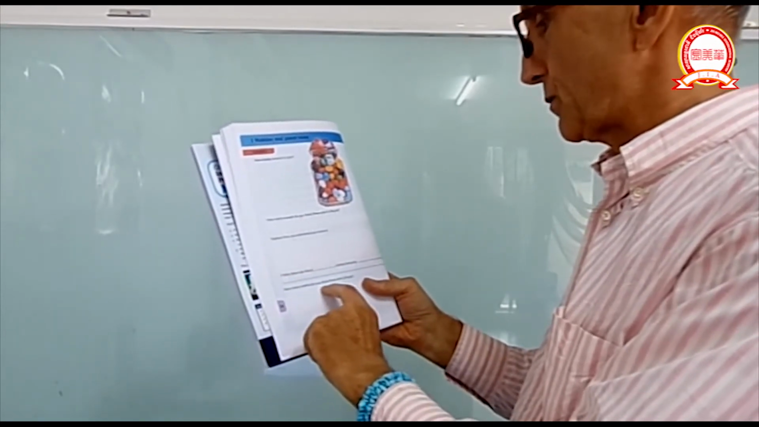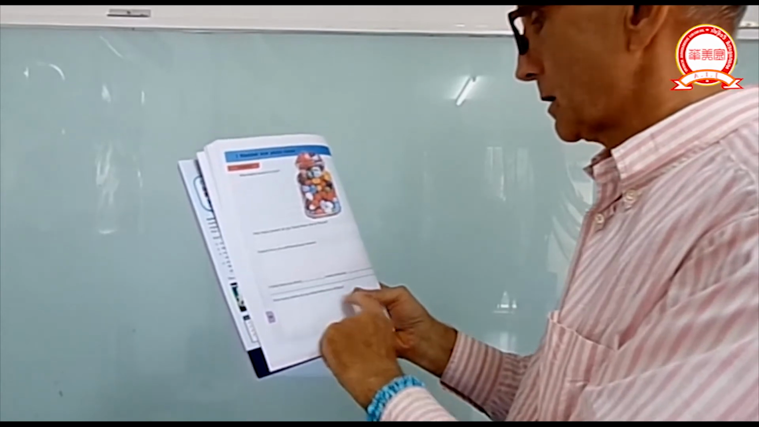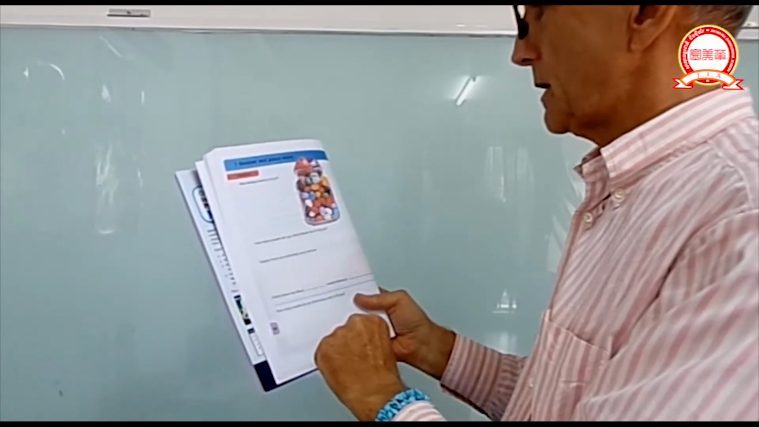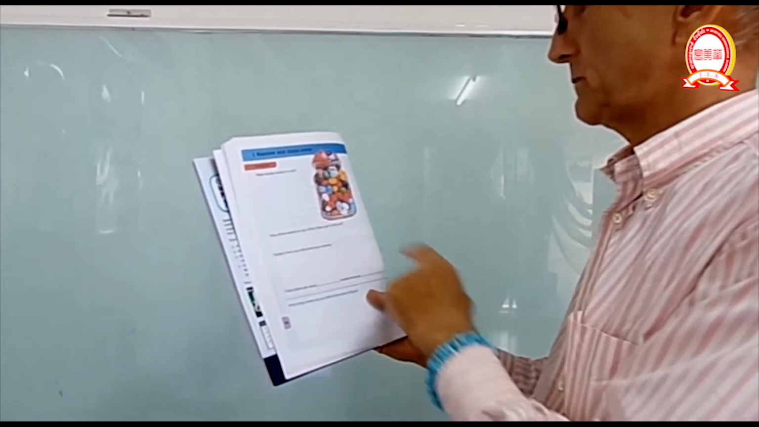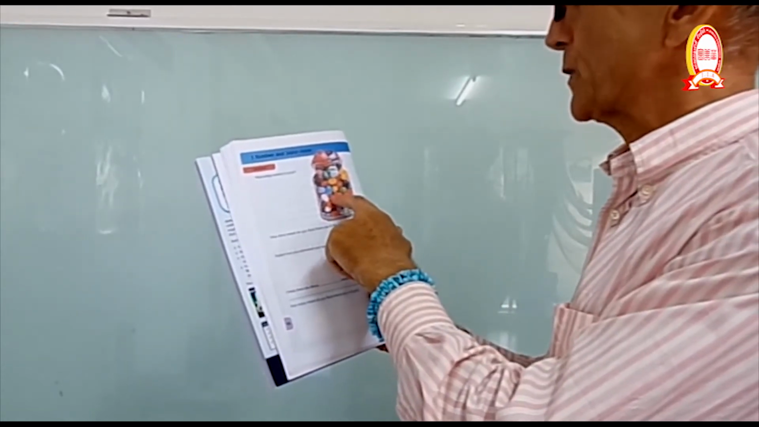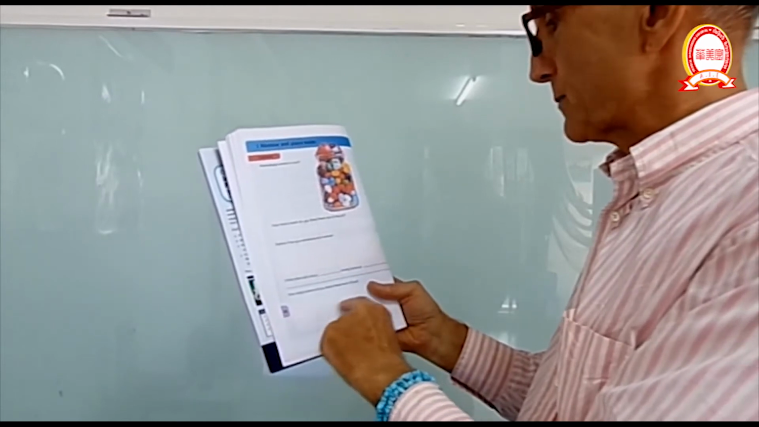How many sweets do you think there are in 10 jars? Well, if they're all the same as this one, then if we think that there are 150 sweets in this jar, then it's 10 times 150.